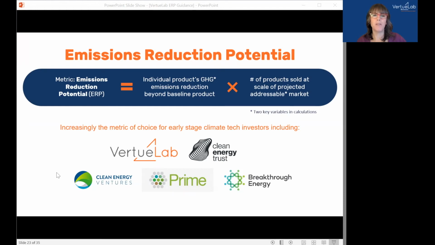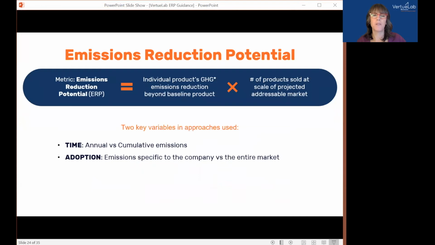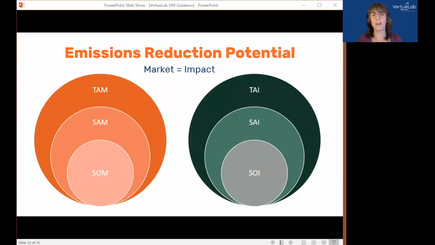At VertueLab, we look at your technology's cumulative impact between today and the year 2050. Clean Energy Venture Group also uses this approach. Some others look only at the impact within a single year, the year 2050, so looking at maximum adoption potentially. And then some others are looking at the impact that assumes the entire market adopts the technology. So the time scale and the adoption scale are both really key to determining what the number is that you're going to present to us.